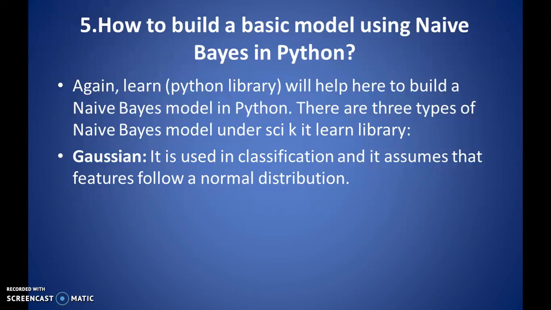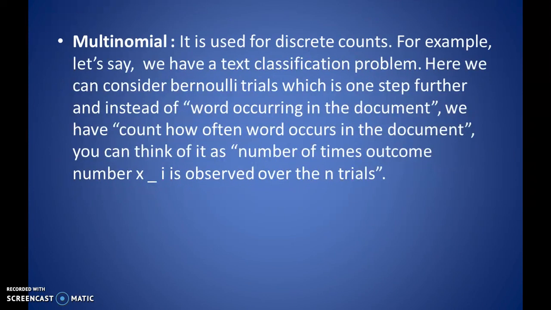So we have Gaussian. It is used in classification and it assumes that features follow a normal distribution. Then we have multinomial. It is used for discrete counts. For example, let's say we have a text classification problem. We can consider Bernoulli's trials, which is one step further: instead of whether a word occurs in the document, we count how often the word occurs in the document. You can think of it as the number of times an outcome is observed over the n trials.